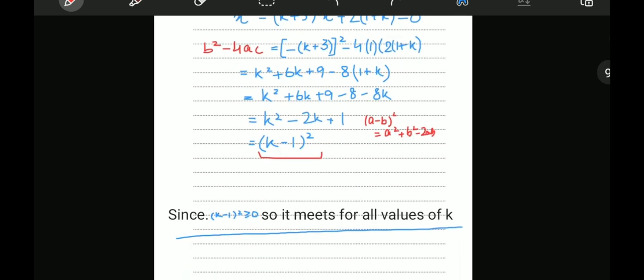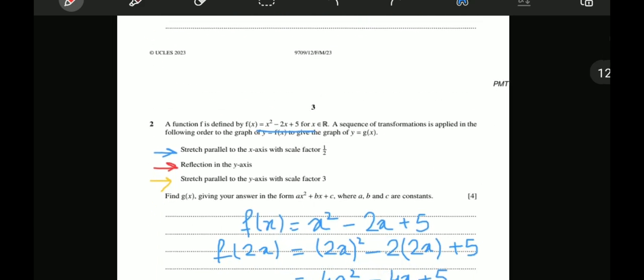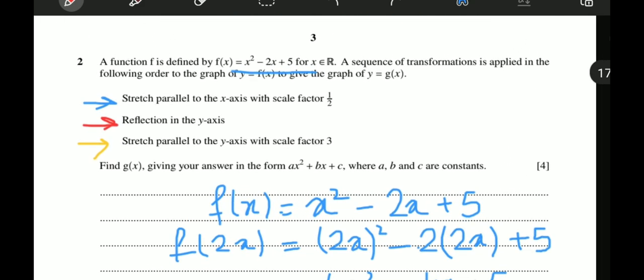Now let's move on to the next part. This is your next question. A function f is defined by f of x equals x square minus 2x plus 5, for x a real number.